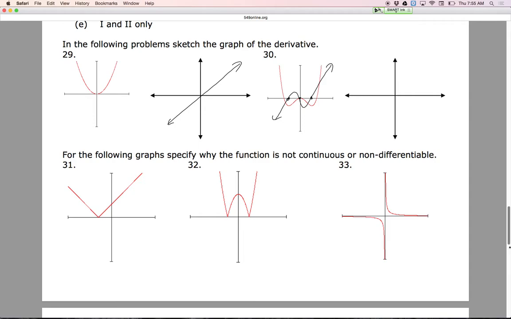All right, 31 through 34. For the following graphs, specify why the function is not continuous or non-differentiable. Let's look at 31. Any discontinuity? No. Any non-differentiability? Where? At the corner. 32. Any discontinuity? No. Any non-differentiability? Where? At the cuspy corners. Any discontinuity? Yes. Where? Vertical asymptote. Any non-differentiability? Yes. A discontinuity is automatically a non-differentiability.